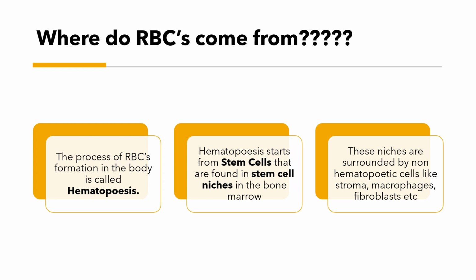And these niches are surrounded by non-hematopoietic cells as well, like the supporting stroma, macrophages, fibroblasts, and many other components of the bone marrow. So there are stem cell niches and the surrounding normal bone marrow cells. The stroma is also there, macrophages are also there, fibroblasts are also there, and all the other cells like fat cells are also there. So they are a collection of cells surrounded by the other normal components of a bone marrow. So it originates from the bone marrow. The RBC production process starts in the bone marrow.